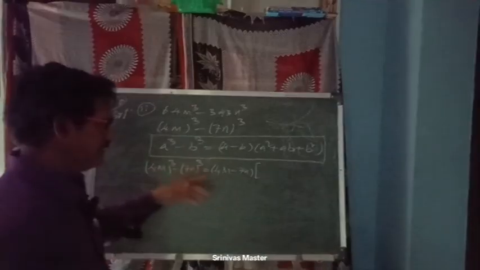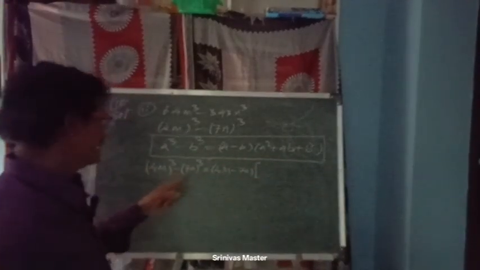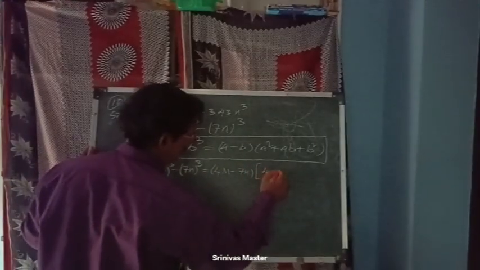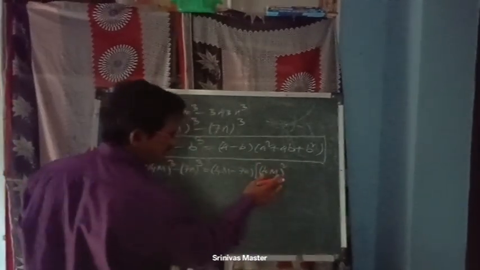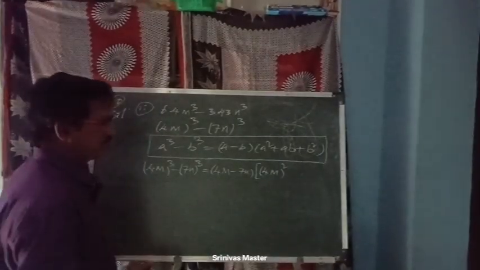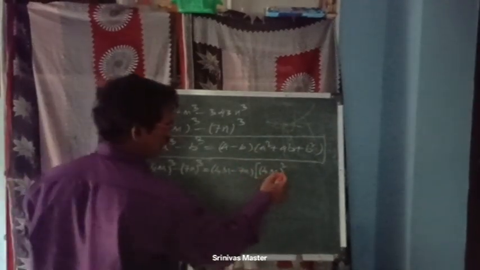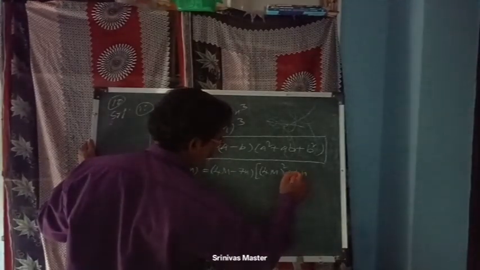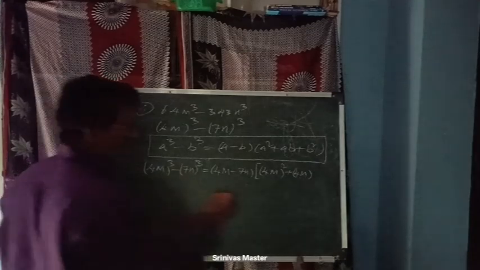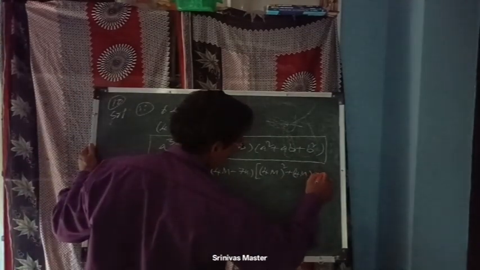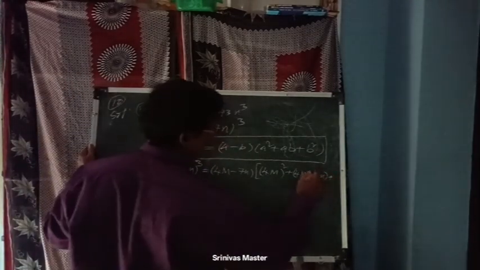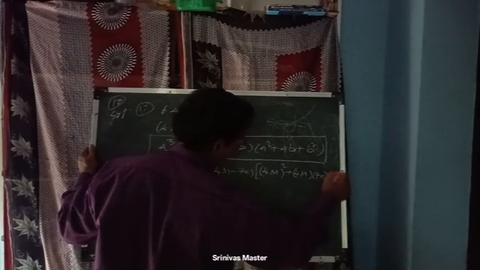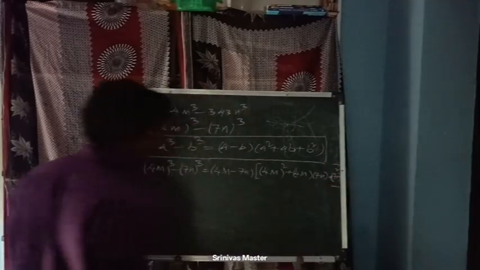Into, why am I taking the square bracket? Because here the simple bracket will become a square. What is a here? 4m. a square means 4m whole square. If you write the same simple bracket, you will be confused. That's why I have to show some difference. a square means 4m whole square, plus ab. ab means 4m into 7n, plus b square. b square means 7n whole square. This is one of the brackets.